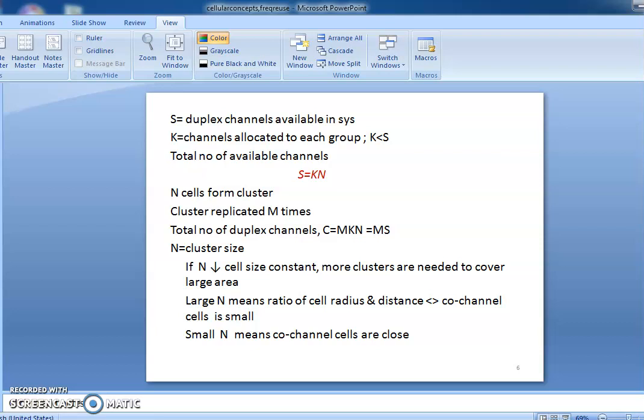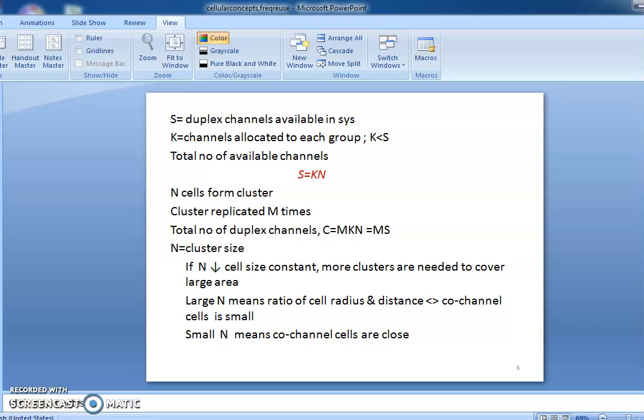Then there are some terms. Duplex channels are available in the system. What do you mean by duplex? Duplex channels means two-way communication must be possible between the transmitter and receiver simultaneously. Then the number of channels or frequencies allocated to each cell or group is K. That K should be less than the total available channels.